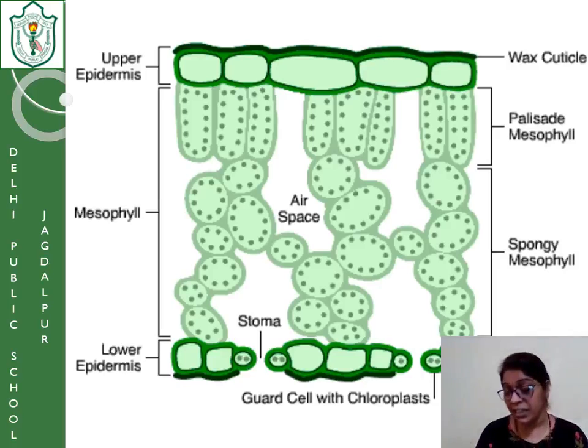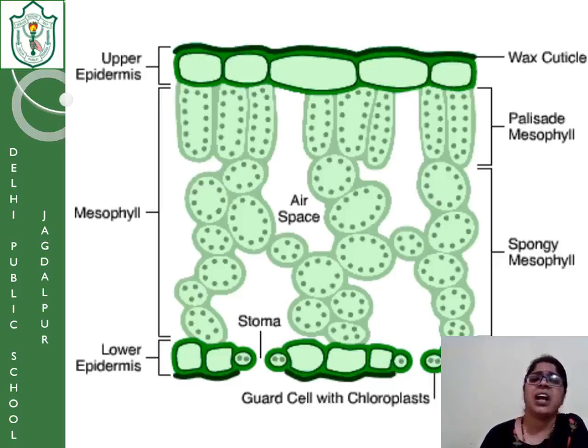You have studied in class 9 that epidermis means they are made up of epidermal cells. And the role of epidermal cells is protection. They prevent external damage. The leaves are protected from external damage. It gives a cushiony layer kind of thing.